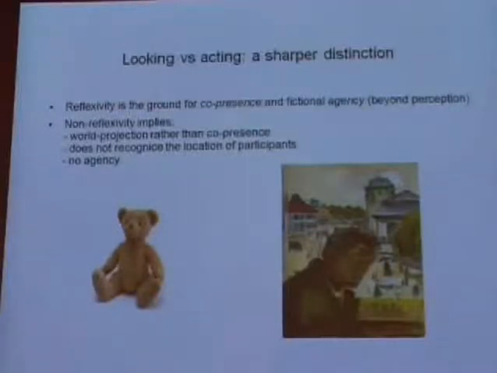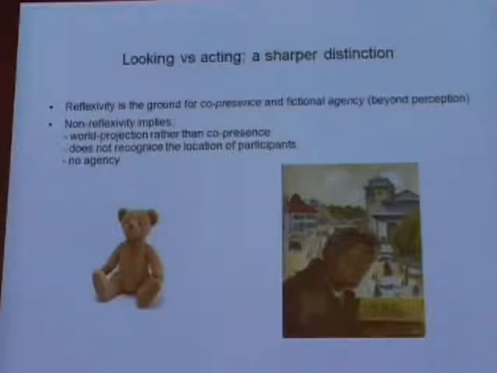Using this more rigid framework, we could say that non-reflexivity necessarily implies the projection of some sort of world, because if it's not here with us, not in this space, if it's not something you could potentially act on, then it must be somewhere else, in some other dimension or world. It's not co-present. Edvard Munch is not co-present like Teddy is, and he doesn't recognize us. He's probably looking at all of you now, right? But that doesn't mean that it's fictionally true that he's looking at all of us now.